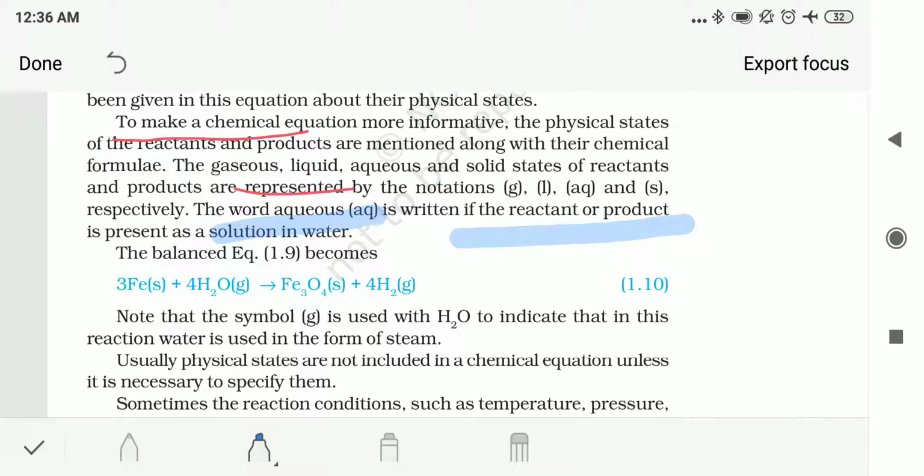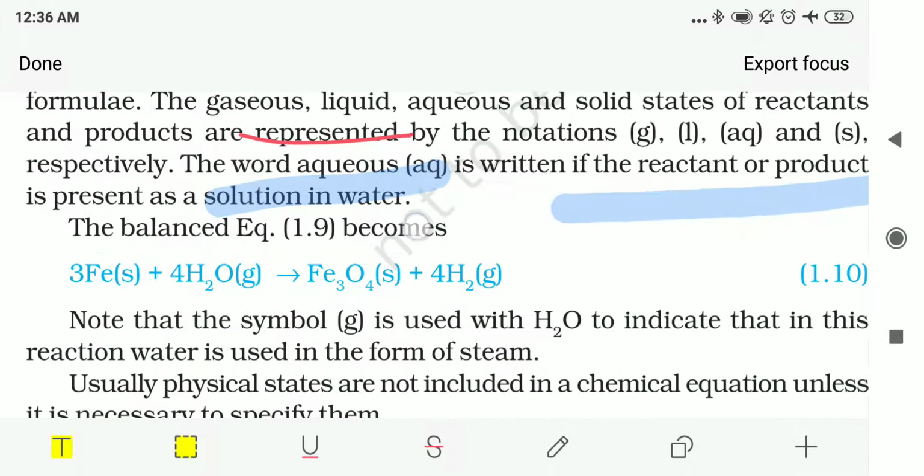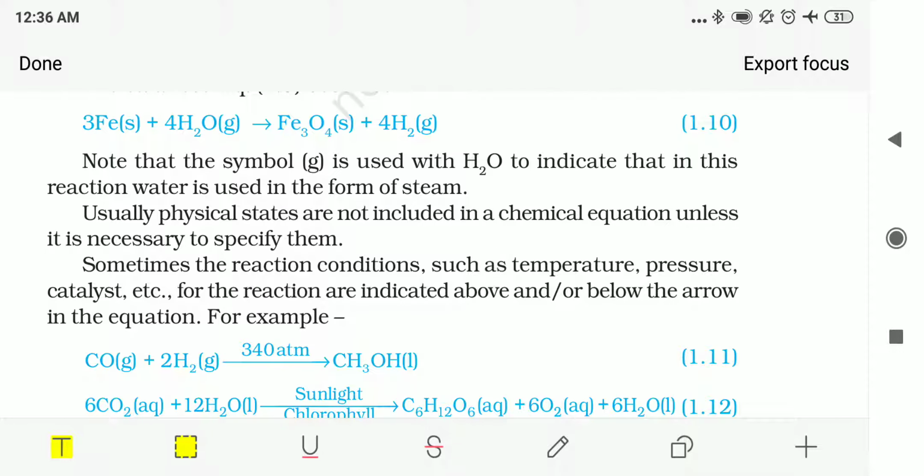So after writing the physical states, equation number 1.9 becomes Fe. Iron is present in solid state, H2O is present in gaseous state, Fe3O4 is present in solid state, and H2, hydrogen gas, is present in gaseous state. So this is equation number 1.10. Note that the symbol G is used with H2O to indicate that in this reaction water is used in the form of steam.